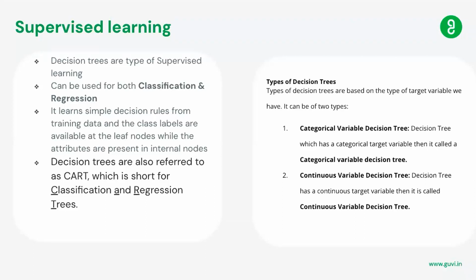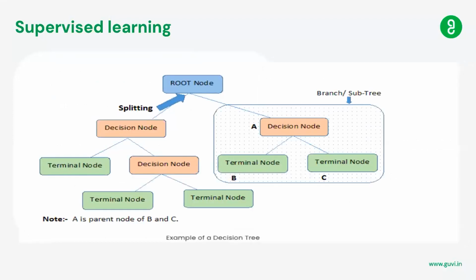Continuous variable, where you have a continuous variable, which is the regression task, right? So there are two major types. So how does a decision tree work? You have a root node.